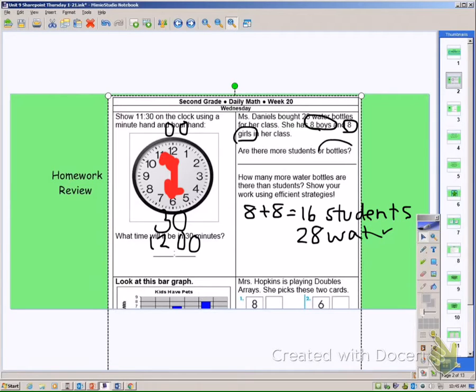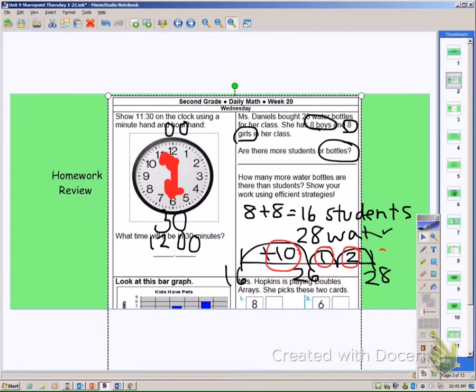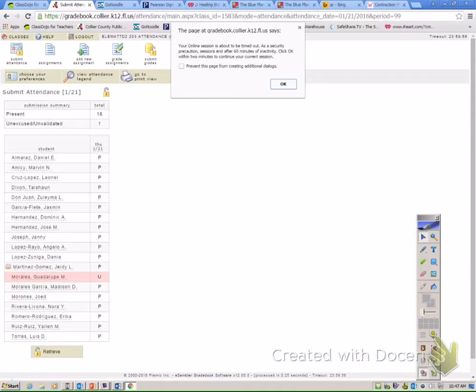So are there more students or water bottles? There are more bottles. Okay, how many more water bottles? Well, I can count from 16 to 28. 16, I'm going to jump by 10, is 26, 27, 28. So we know that our answer is 12. Okay, now let's look at our next one.